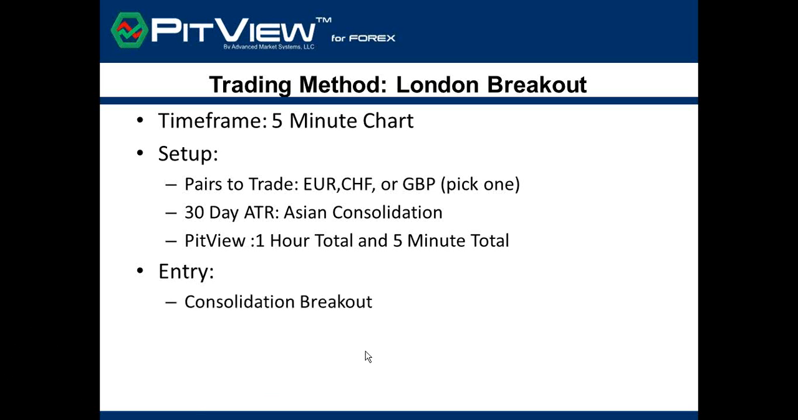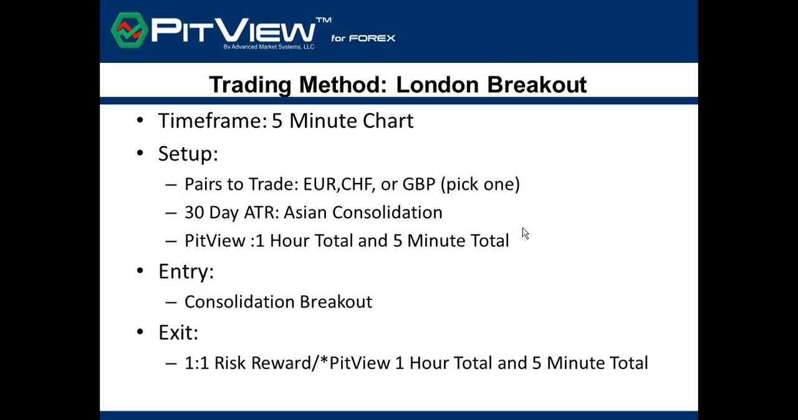What we're generally looking for is price to consolidate on either the euro, the Swiss, or the pound during what we call the Asian session or the Australasian session, if you will. And then once the price consolidates and we have a confirmed consolidation occurring in the market during that session, we're looking for price to break out in one direction or the other when the London traders hit their desk and a large amount of volatility starts to hit the market.